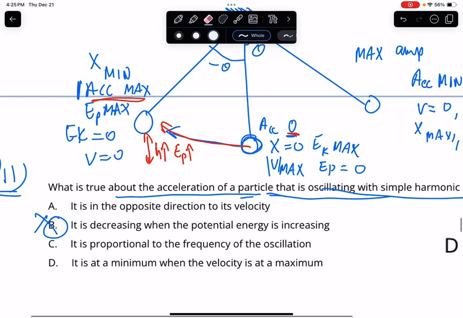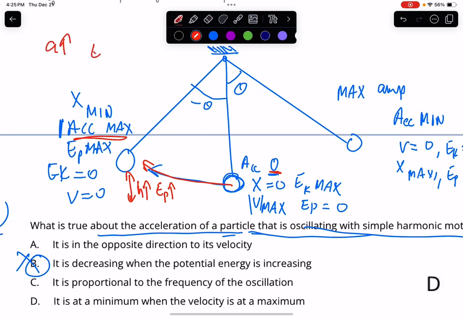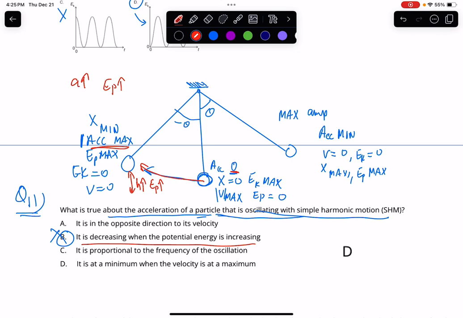So therefore, there is a region where, if acceleration rises, then potential energy should also rise. So therefore, B cannot be the case. Okay? There is a region where if acceleration rises, potential energy can also rise.